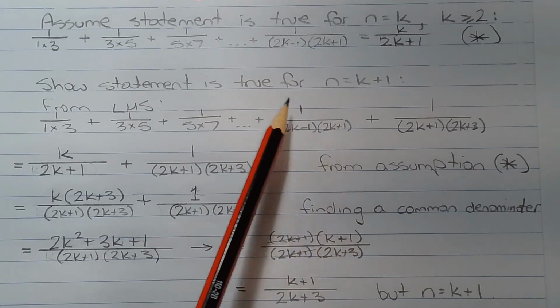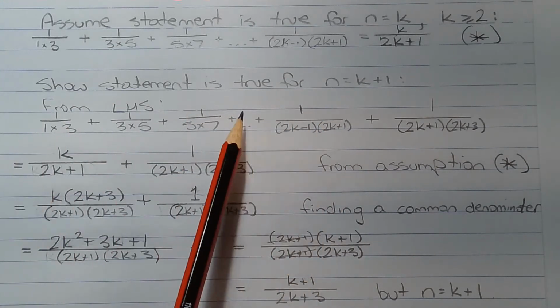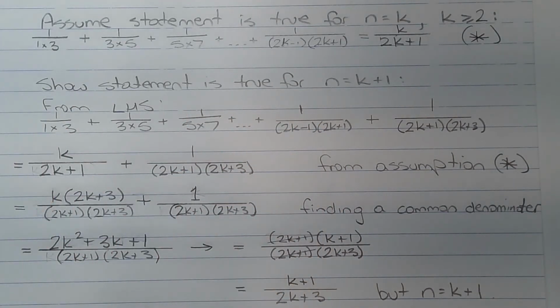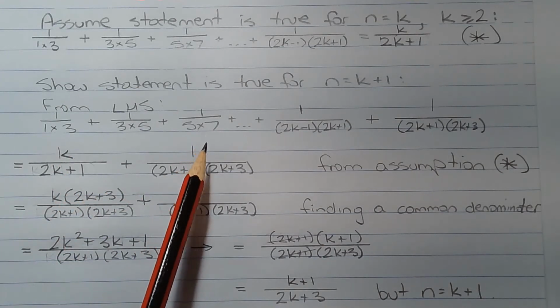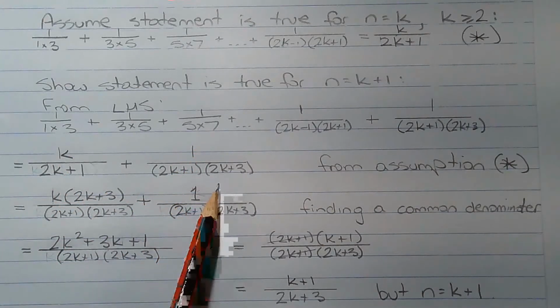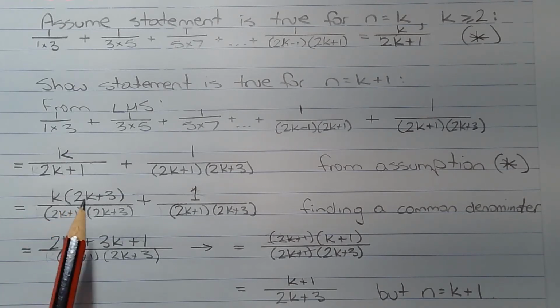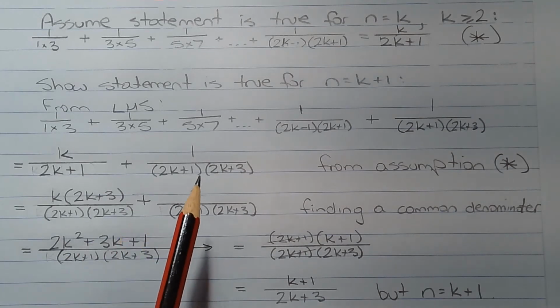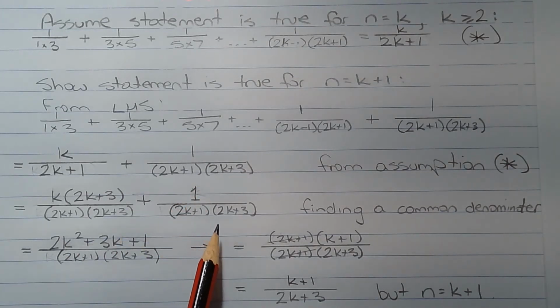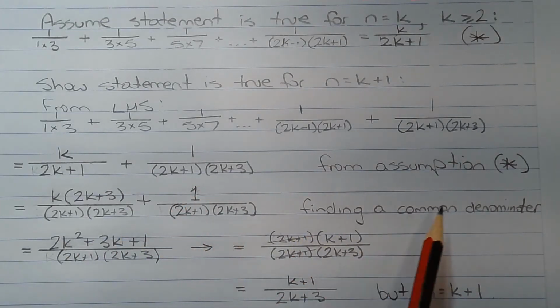Now we can replace these terms with the right-hand side of the assumption. So we have k over (2k plus 1) plus 1 over (2k plus 1) times (2k plus 3), and I've just made the note here that it's from the assumption. And that equals k times (2k plus 3) over (2k plus 1) times (2k plus 3), plus 1 over (2k plus 1) times (2k plus 3), and that's by finding a common denominator.